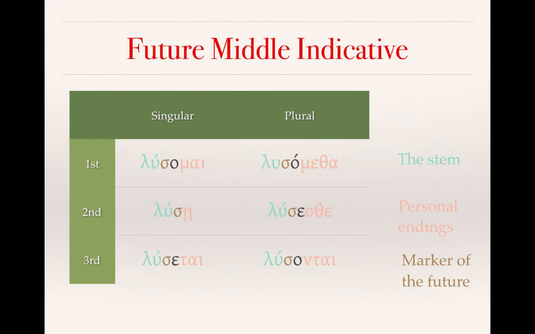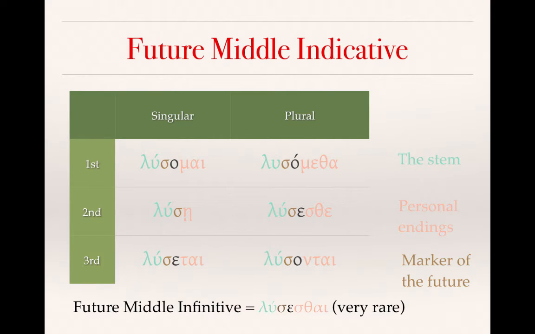Here is the chart for the future middle indicative. Once again, you see the stem lu from the verb luo. You see the brown sigma, which is marking the future tense. And we've added personal endings that are identical to the personal endings of the present middle passive indicative. So, lusomai, luse, lusetai, lusometha, lusesthe, lusontai. And there is also a future middle infinitive, lusesthai, but it is also very rare.